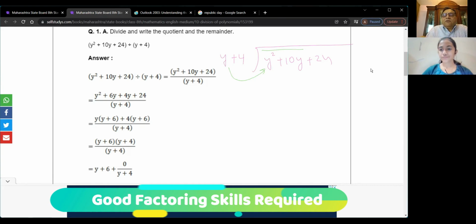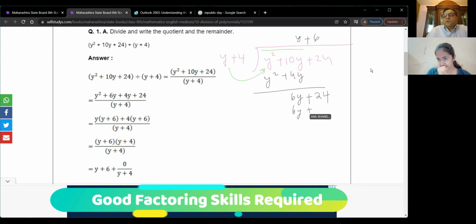So when you multiply y with y square and 4y, and when you subtract, what do you get? 10 minus 4, 6y, right? 6y. Bring down the next term, which is 24. And now y will go 6 times in 6y, correct? So we get 6y plus 24, and we have remainder 0. Do you see that? So clearly, we got an easy quotient of y plus 6 and a remainder which is 0.